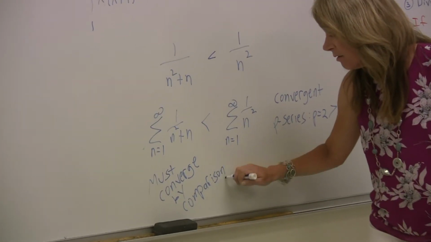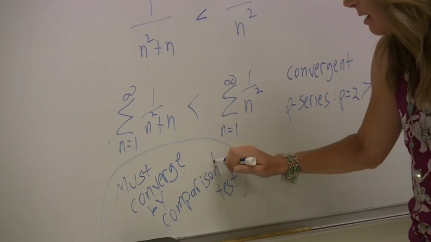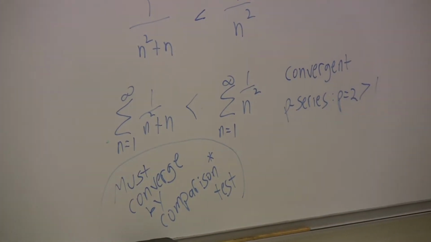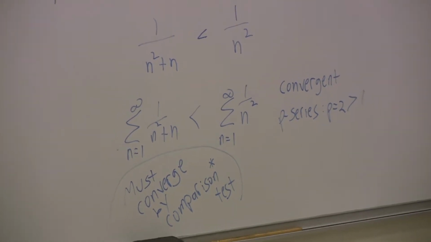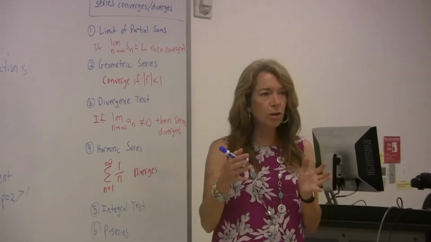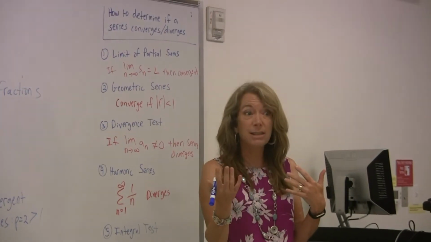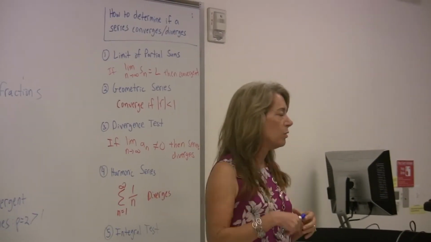One more test to throw into this. Put yourself a little star next to that. It's the next section. We'll do that after the break, the comparison test. But the comparison test is nice because when you have things that are ugly, it looks like a p-series but not quite, or it's a messy integral, if you can compare it to a series that you do know what happens, then it's really easy to tell if it does or doesn't converge. We'll do that after the break.